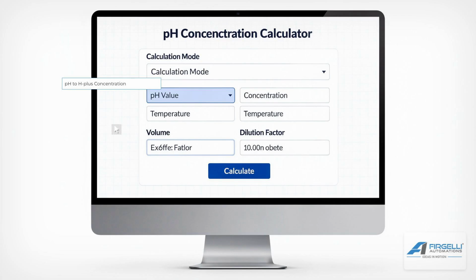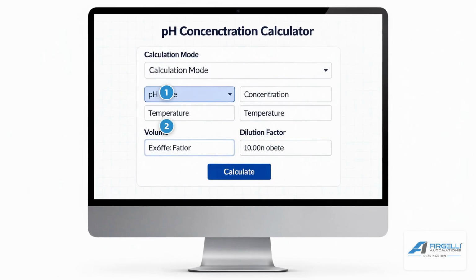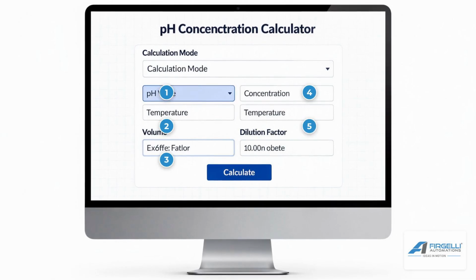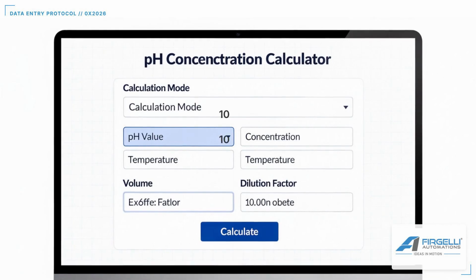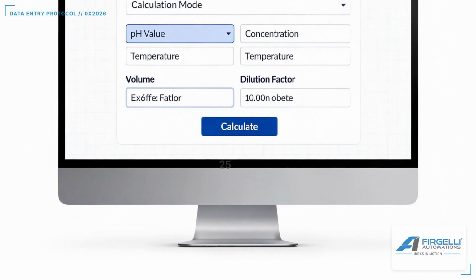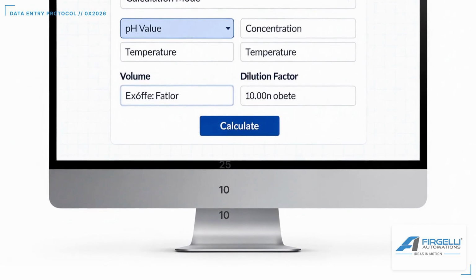The concentration unit dropdown offers mol/L, mmol/L, mmol/L, and nmol/L. I've selected mol/L. We then have 5 input fields: pH value, H+ concentration, temperature in Celsius, solution volume in liters, and dilution factor. For our example, I'll enter pH value equals 10, H+ concentration equals 10, temperature equals 25 degrees Celsius, solution volume equals 10 liters, and dilution factor equals 10.